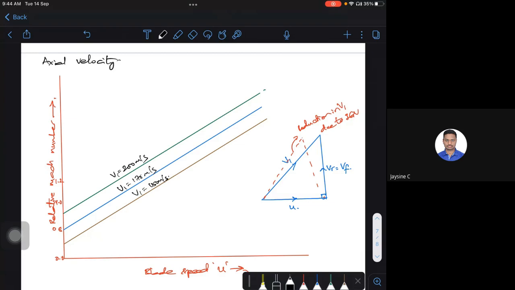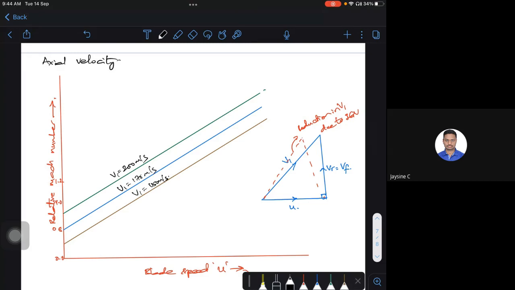The penalty of what we are trying to do is, if you go and look at that equation, work done is equal to VW2 into U2 minus VW1 into U1. So the work done quantity will get reduced, but I'll be saving the blade, with maybe a small reduction in the axial velocity. So this is what we could see actually.